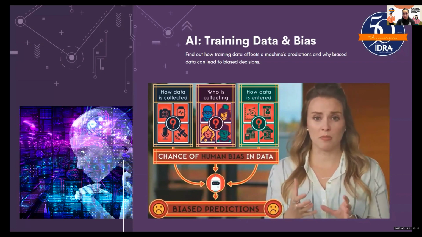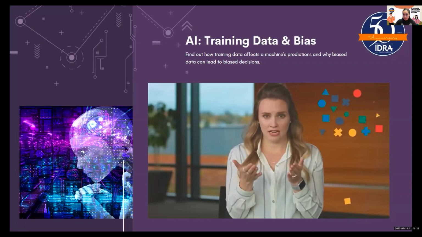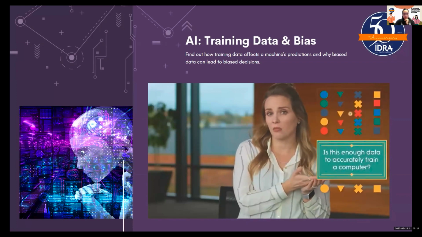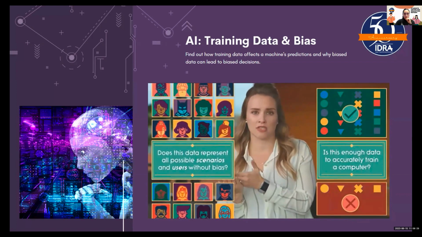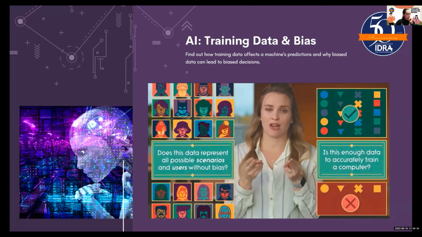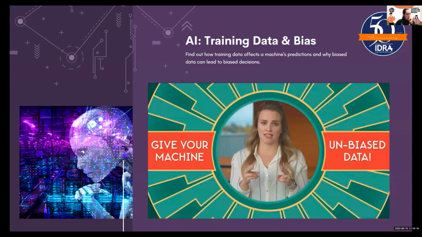This can happen whether the people training the computer are aware of it or not. So when you are looking at training data, ask yourself 2 questions. Is this enough data to accurately train a computer? And does this data represent all possible scenarios and users without bias? This is where you, as the human trainer, can play a crucial role. It's up to you to give your machine unbiased data.